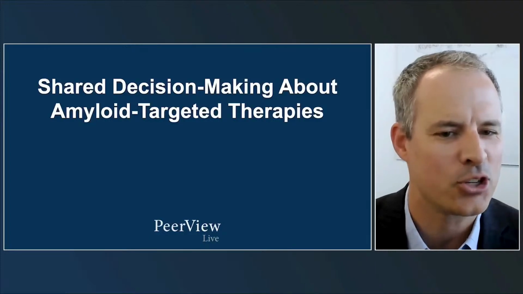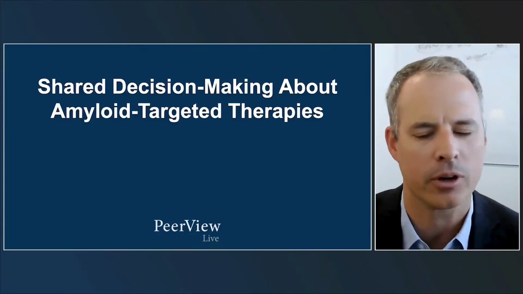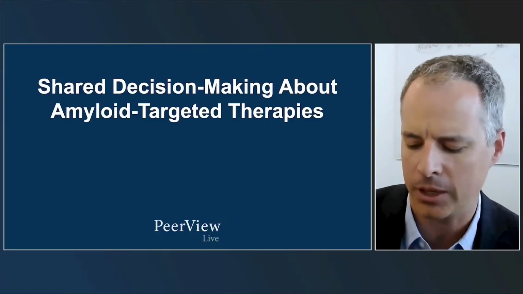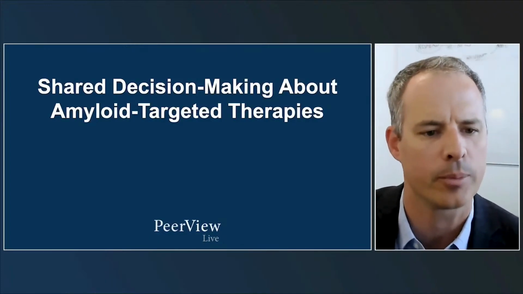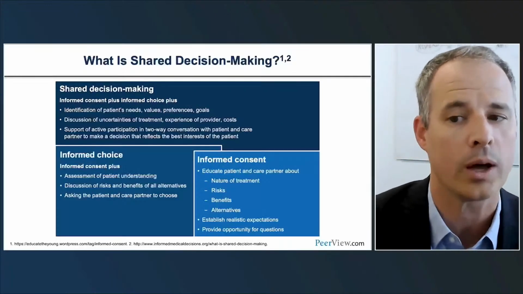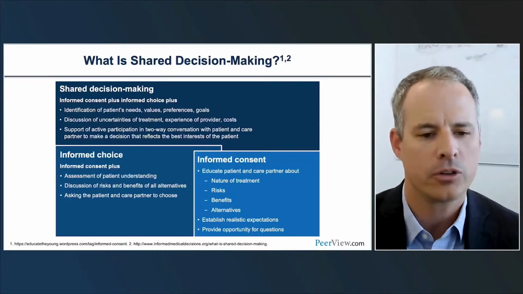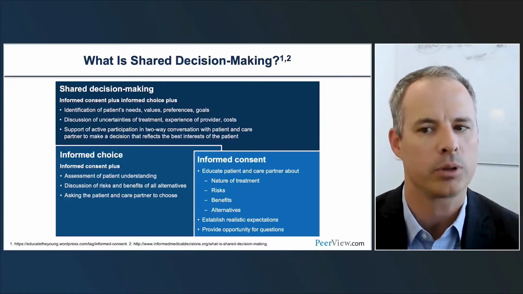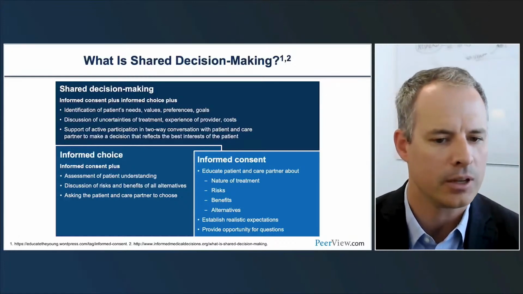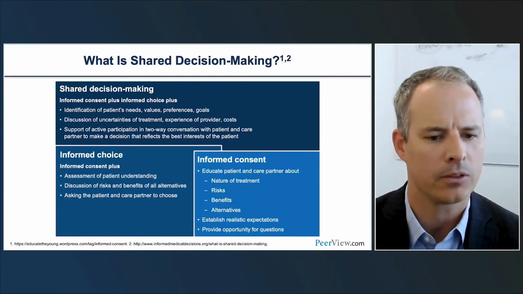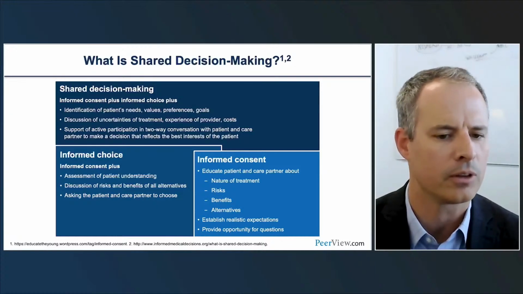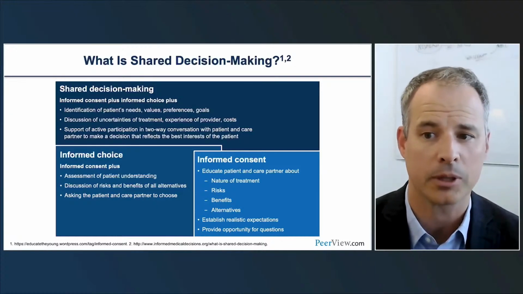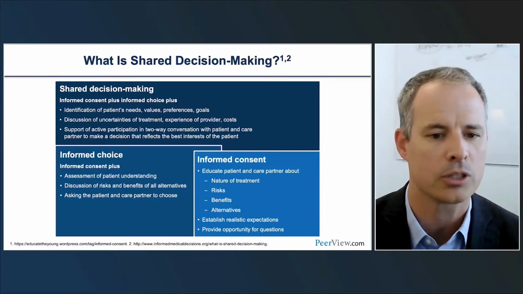Okay, so let's discuss shared decision-making about amyloid-targeted therapies. So shared decision-making is really a critical concept for making these decisions with families, but what is shared decision-making? Well, shared decision-making is informed consent plus informed choice plus more. So informed consent is the basics, discussing the nature of the treatment, the risk, benefits, and alternatives, realistic expectations for the treatment, and answering questions.